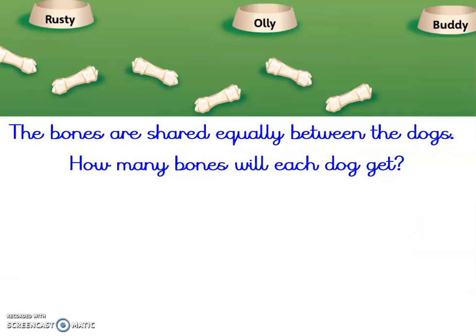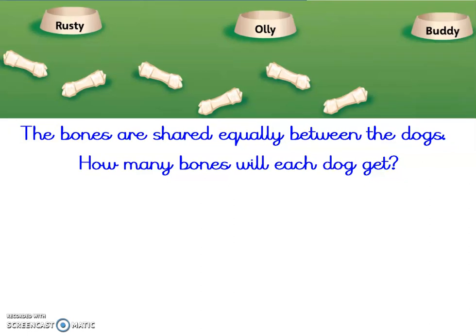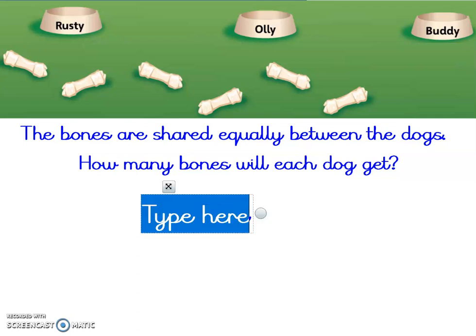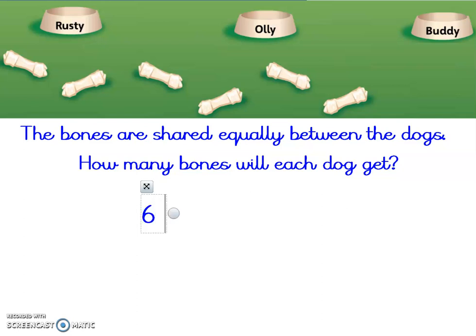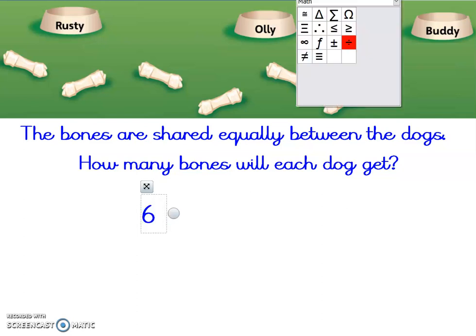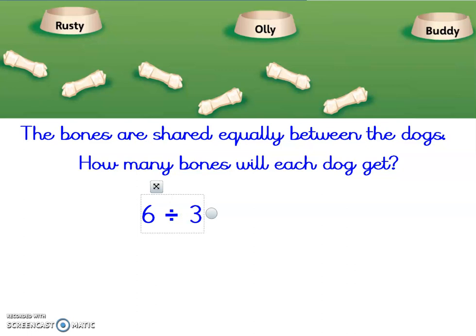So for question 1a, the bones are shared equally between the dogs. How many bones will each dog get? Now what we're going to be thinking about is what is the calculation that we're going to be trying to solve. Now we know that there's 1, 2, 3, 4, 5, 6 bones, and we're going to share those 6 bones equally amongst the 3 dogs to give us our number sentence of 6 divided by 3.